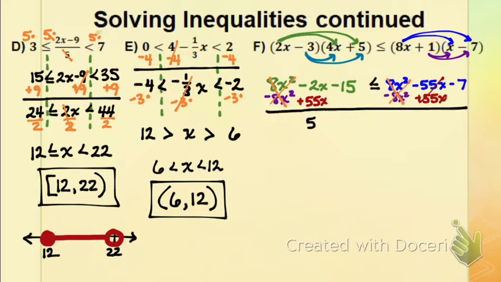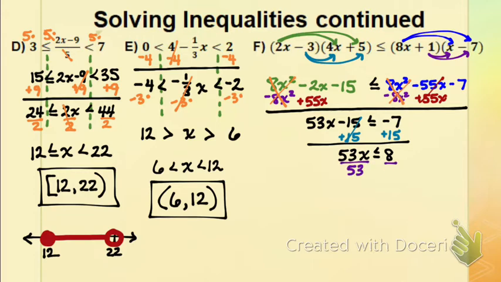So I'm going to have 53x minus 15 is less than or equal to negative 7. Add 15 to both sides. 53x is less than or equal to 8. Divide both sides by 53. Is this going to be able to reduce at all? Nope. x is less than or equal to 8 over 53.